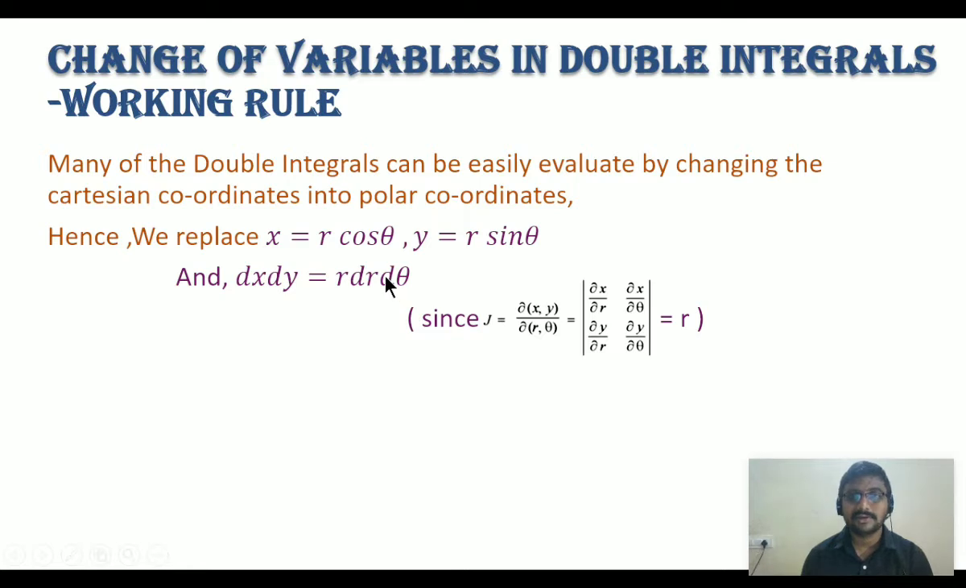So don't forget, students, these are the transformation equations and this will be the value of dx dy. The transformation equations are x = r cos θ, y = r sin θ, and dx dy will be r dr dθ. So to change the Cartesian coordinates x, y into polar coordinates r, θ, we have to use these equations.